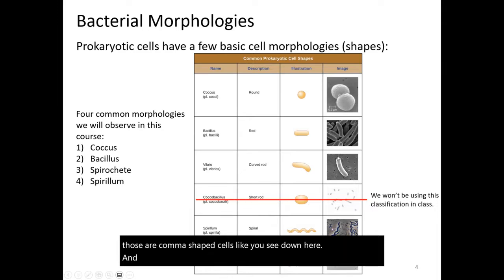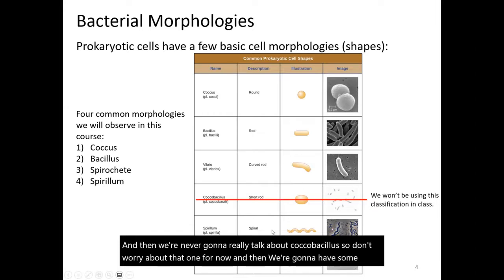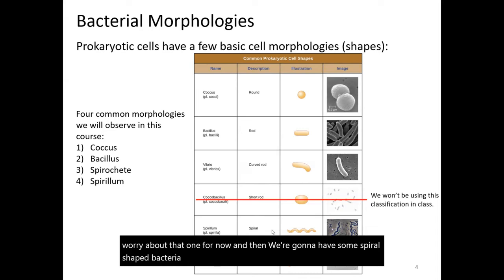And then we're never going to really talk about Coccobacillus, so don't worry about that one for now. And then we're going to have some spiral-shaped bacteria. And we're mainly going to talk about spirillum, but spirochetes are also spiral-shaped cells. And if you compare the picture on the PowerPoint slide, you'll notice that spirochetes tend to be thinner, a little bit more wiry and coily than a spirillum.